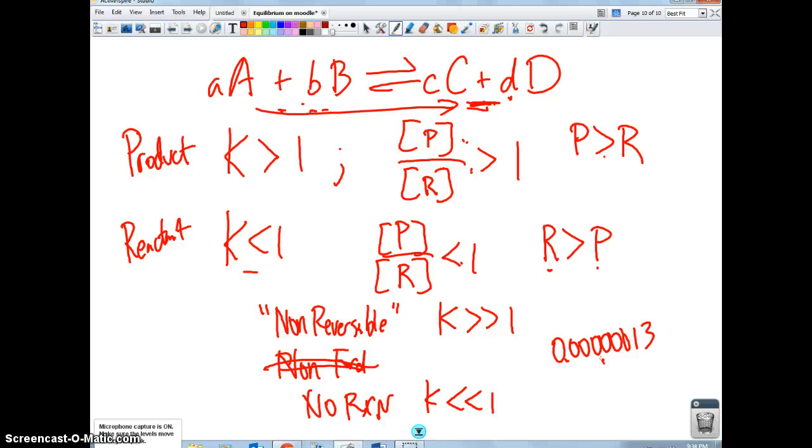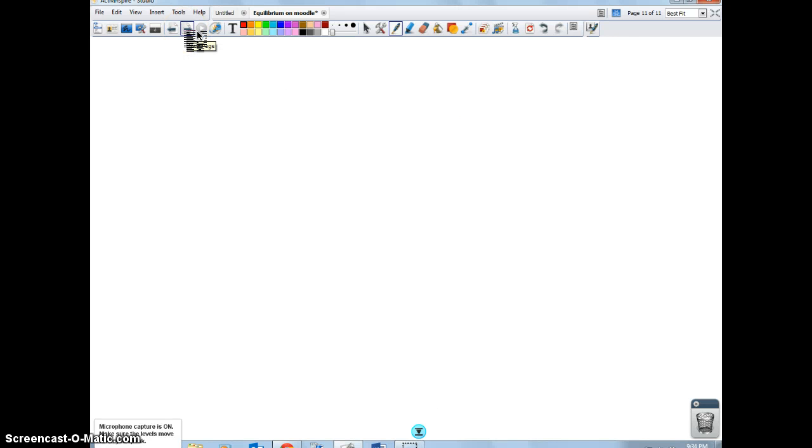All right? So the value of K is an important thing. Very, very small Ks stay as reactants. Very, very large Ks go to products. There's one other thing that we need to talk about in this lesson, and then we'll quit and we'll pick the rest of this up on Tuesday.